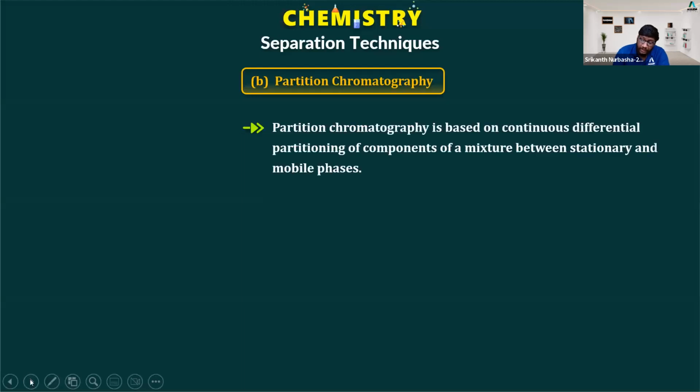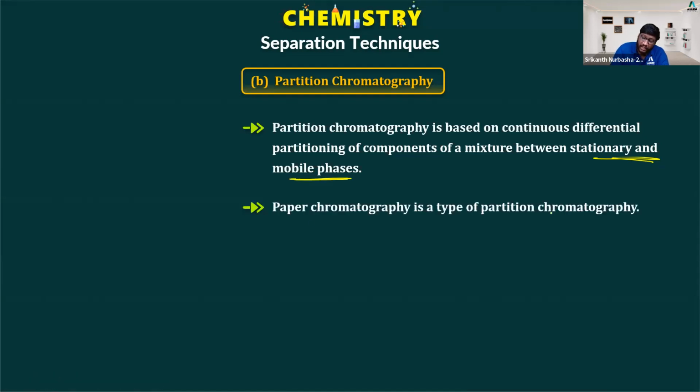Partition chromatography. Partition chromatography is based on the continuous differential partitioning of components of a mixture between stationary and mobile phases. Paper chromatography is a type of partition chromatography. Paper chromatography, as I was saying, is also a type of partition chromatography. The difference between paper and thin layer chromatography is just that in paper chromatography we have paper. In TLC we have a thin glass plate which is coated with silica gel of 0.2 mm thickness.